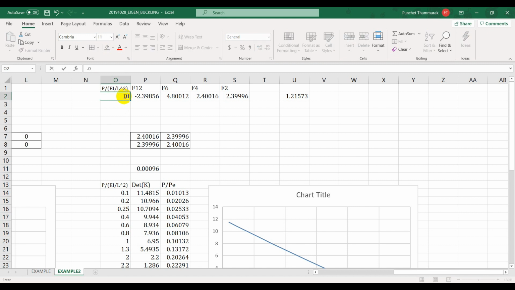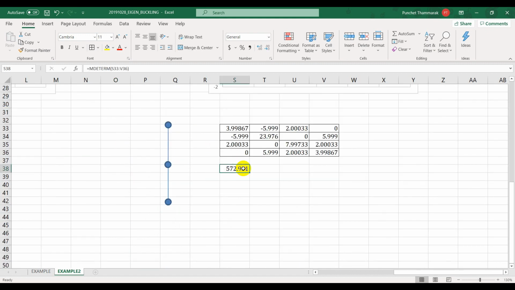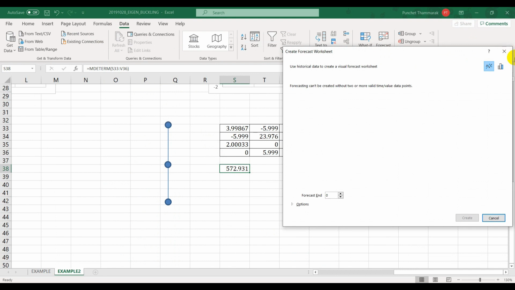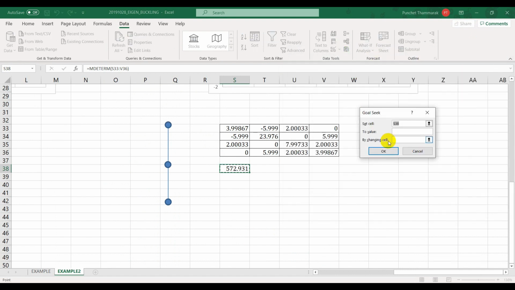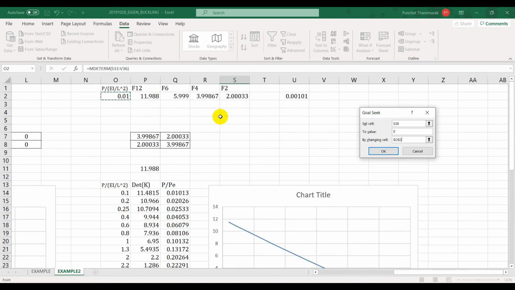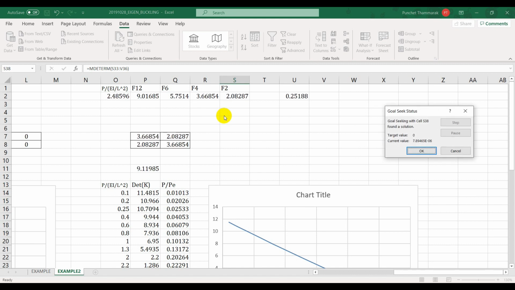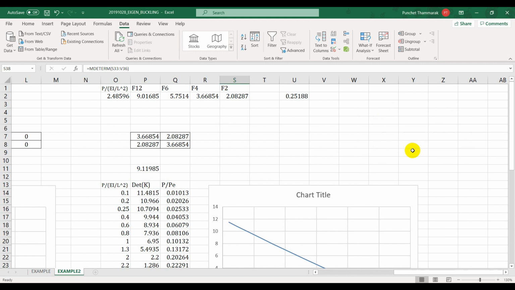0.1. And we go seek. We need that cell to be 0 by changing this cell. Okay. This is the P over PE ratio.